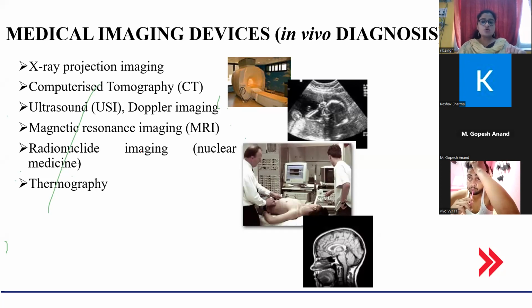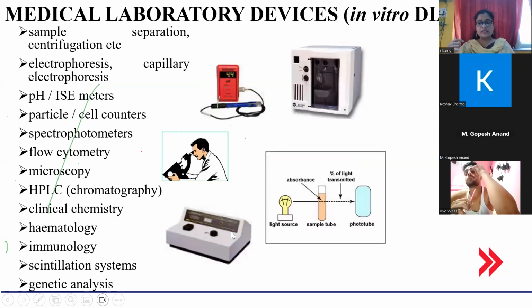Okay, so in vivo we have x-ray, which is very common, we all know. Then we have CT scan, the full form is computerized tomography. Then we have USG, we have MRI. Okay, so these are the different diagrams that I have given over here. And next, moving on to the in vitro diagnosis, where also we can have the applicability of medical devices.